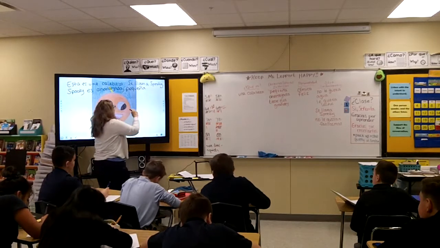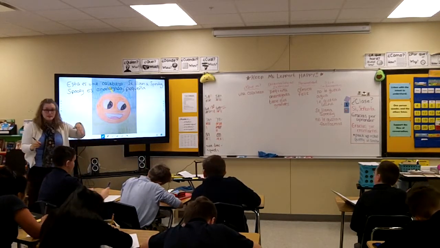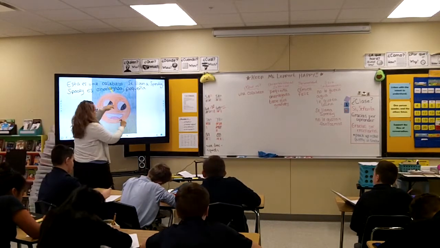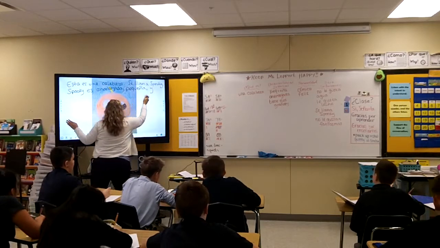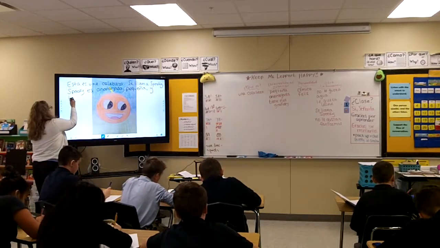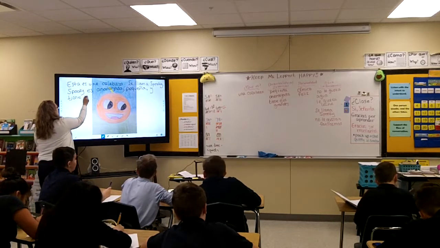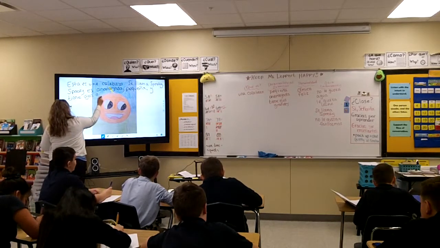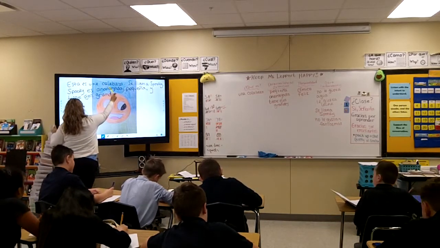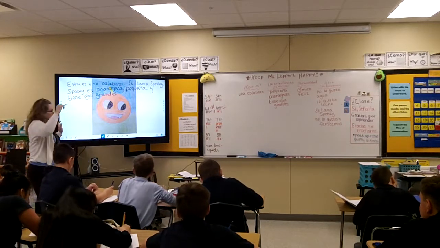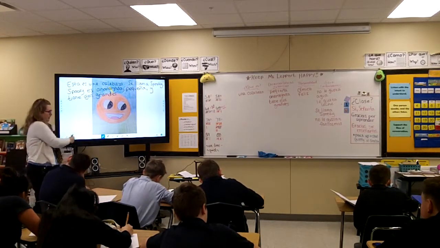Spooky es anaranjada, comma, like making a list in English, comma, pequeña, comma, y tiene ojos grandes. All right, we talked about external characteristics, we said what it was, we gave its name.